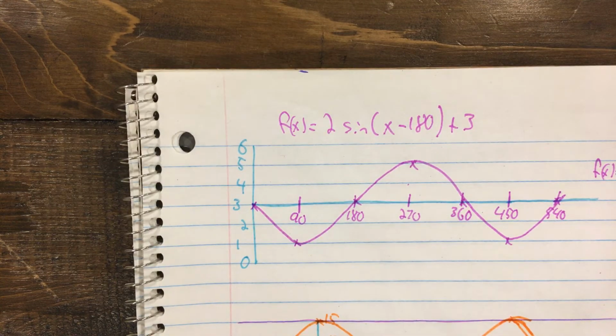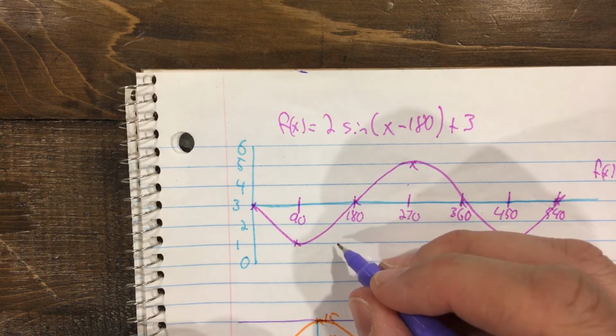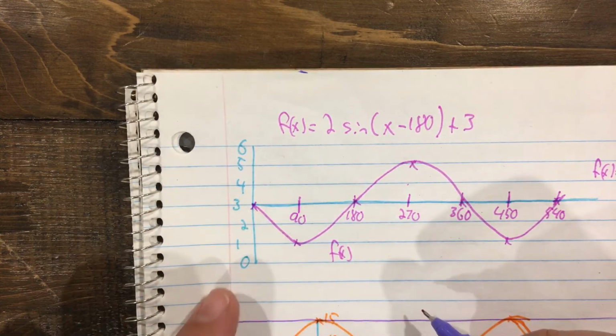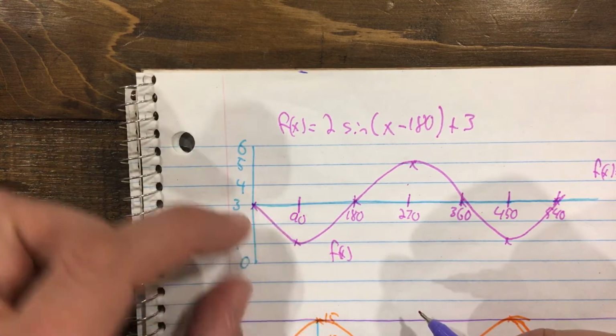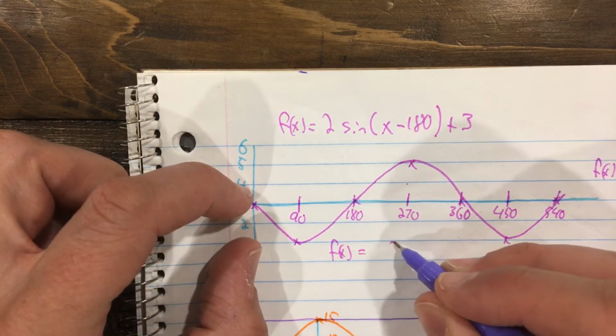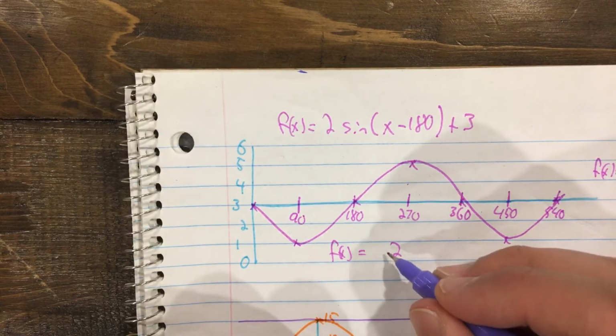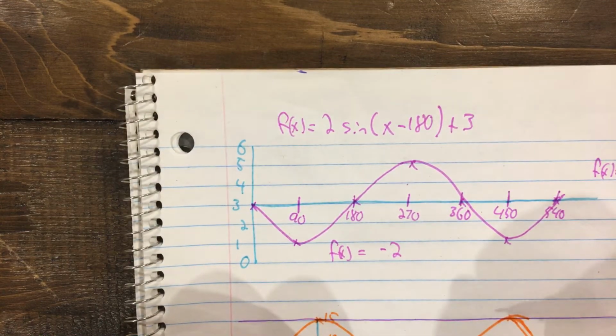However, some of you might see it differently. Some of you might see this. Well, I have f(x). It starts at the normal spot, but it goes down. So there's still a stretch of 2, but some people may see it as a reflection in the x-axis. Therefore, I'm going to put a negative 2 there.